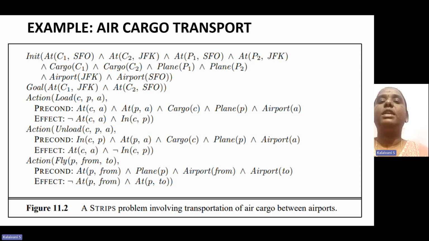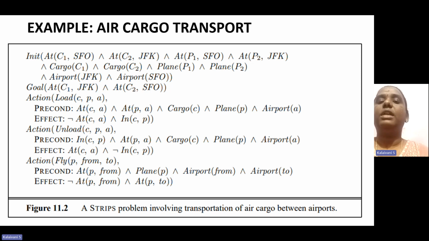And what is the goal state? Cargo 1, which is currently at SFO, has to be sent to JFK, and cargo 2, which is at JFK, has to be sent to SFO. So that is the goal state given. For achieving that goal, the actions to be performed are a load operation, an unload operation, and a fly operation.